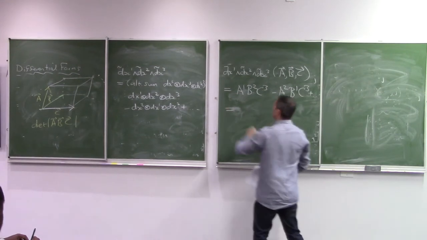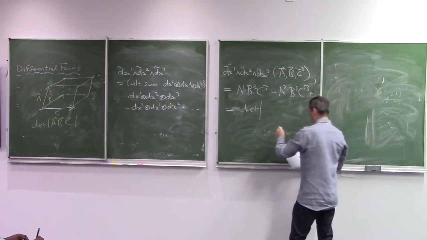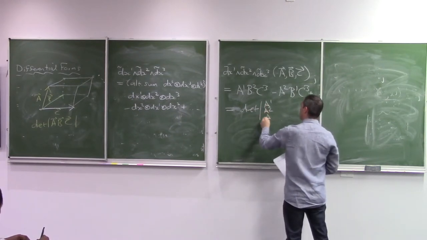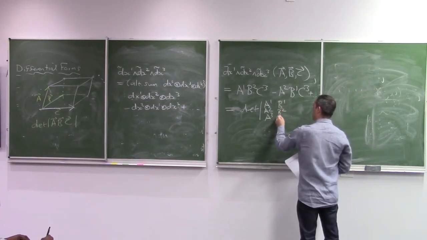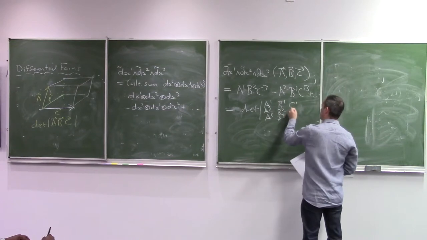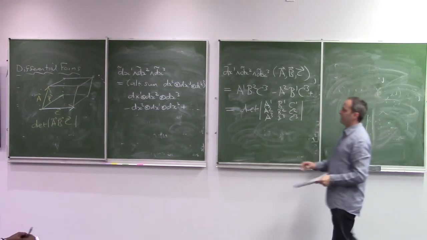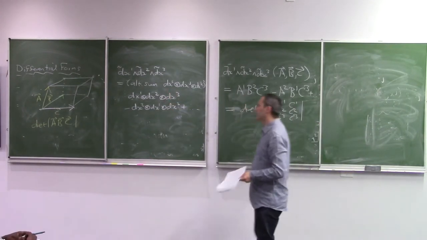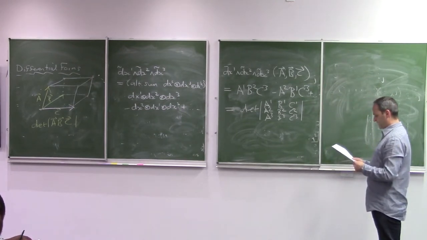And I can express all those terms as I told you in the beginning. That's going to be equal to the determinant of A, B, C. Okay, and you can check that by hand if you want to, just by writing everything out explicitly. There are just quite a few terms to write out that I don't feel like writing out.